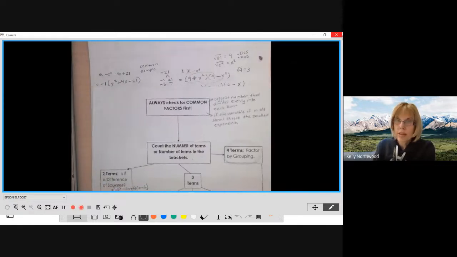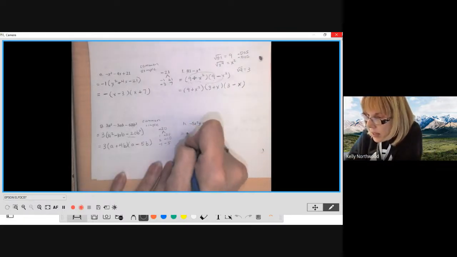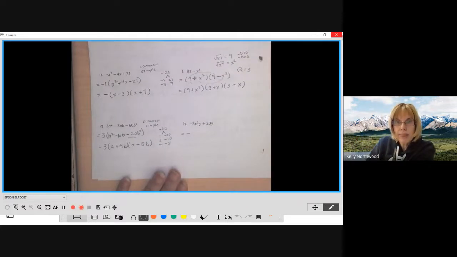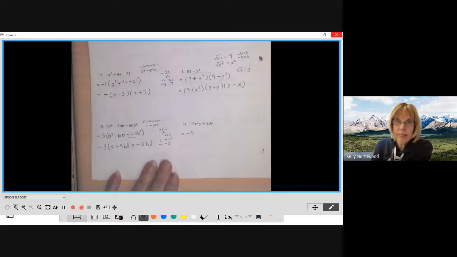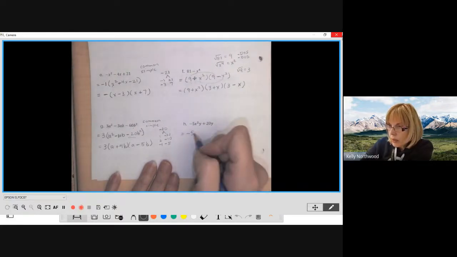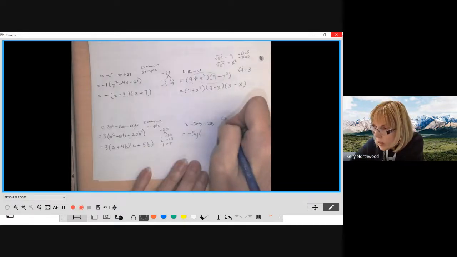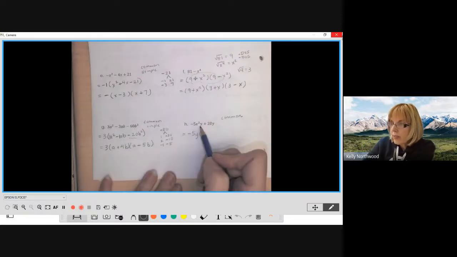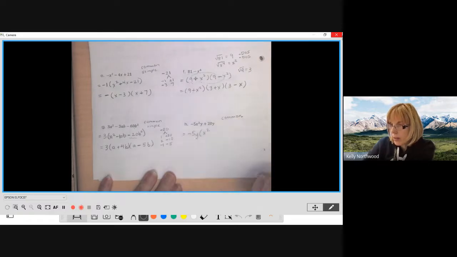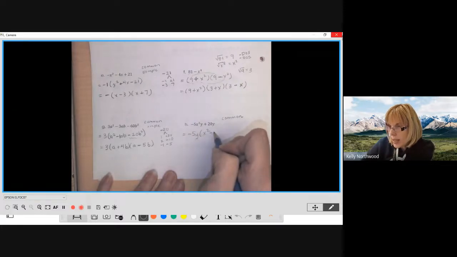For H, check for common factors first. Always with a leading negative. Negative is going to be part of your common factor. 5 goes into 20, so 5 is part of my common factor. There's not an x in both of them, but there is a y in both of them. So I'm going to divide each term by negative 5y to common factor it. So there's one of my types. So negative 5x squared y divided by negative 5y is x squared. Positive 20y divided by negative 5y is negative 4.